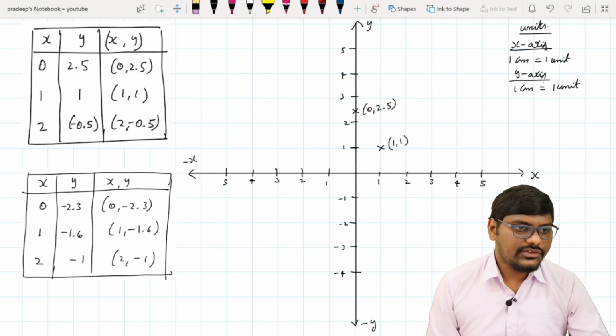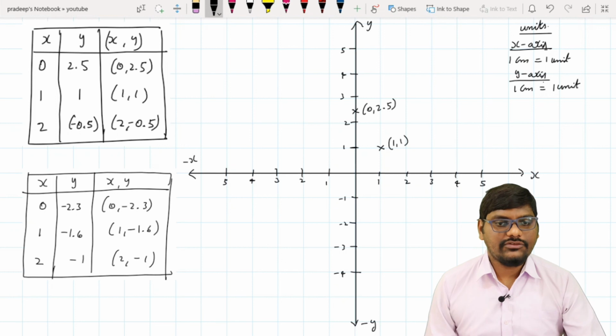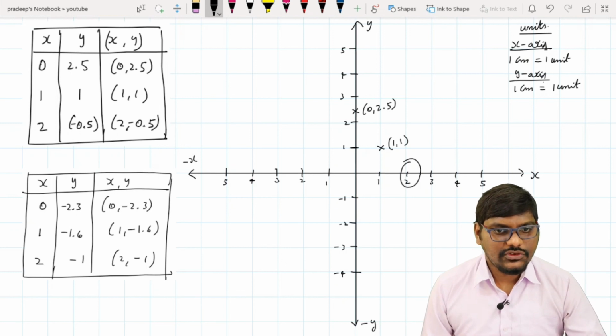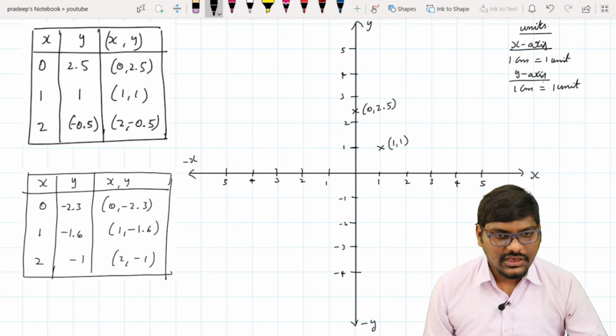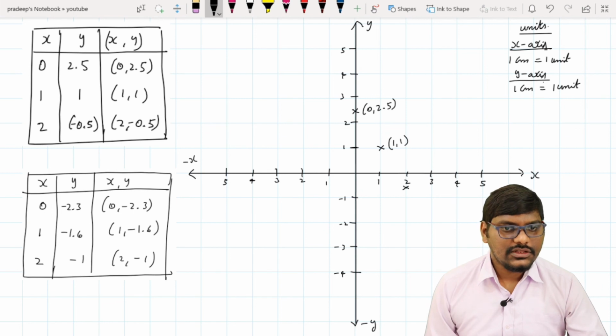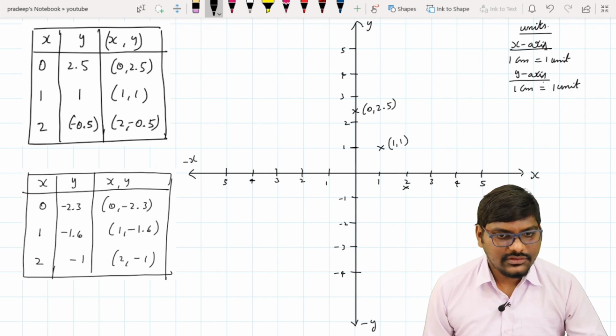And the third point, if you see, is 2 comma minus 0.5. So here on the x-axis 2 is here, and this is minus 0.5. Minus means it would be on this side, on the y-axis that is minus. So definitely the point is over here. So now I can take the third point as 2 comma minus 0.5.